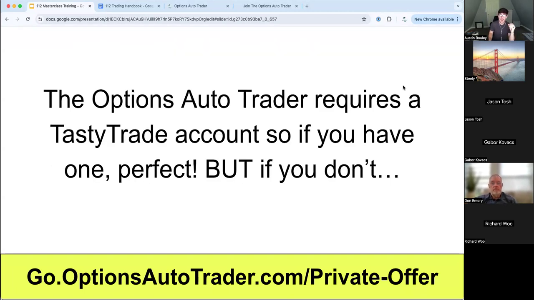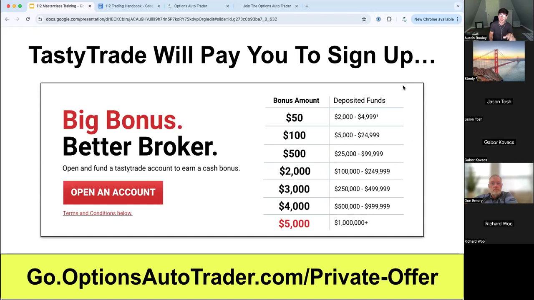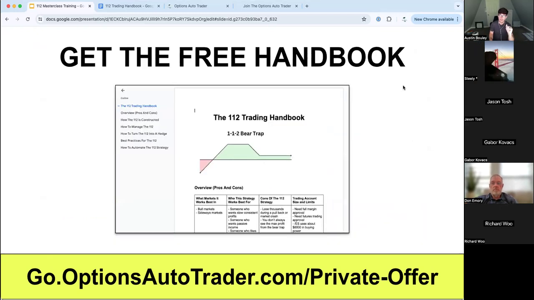Just a reminder, the Options Auto Trader requires a Tasty Trade account at the moment. We have other ones coming like E-Trade, Tradier, and TradeStation. Those are the next three coming. Tradier is coming first, most likely in the next week or two. But again, right now, if you want to get access, it's Tasty Trade. And if you're a new account person, then you can actually get paid to sign up, which will make this program free.